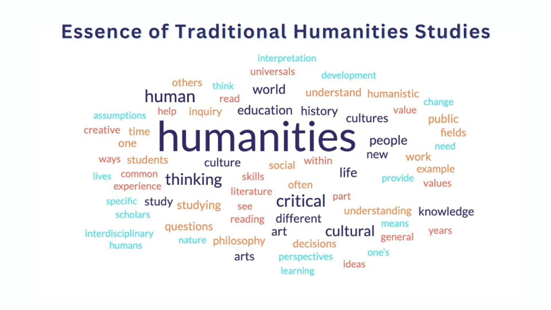Here's a word cloud using readings from the first week of our Introduction to Humanities course, Humanities 100, which can give a sense of the traditional humanities through some pretty interesting word combinations. We've got creative, time, common and experience together, thinking and skills, understanding, knowledge, critical, different perspectives, humanistic inquiry, scholars, and interdisciplinary. As you can see, traditional humanities studies entails a wide spectrum of topics and thinking about these topics.